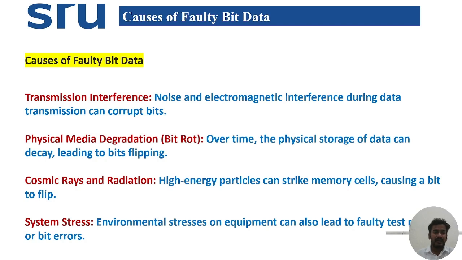well. And cosmic rays and radiation. High energy particles can strike the memory cells, causing a bit to flip. And system stresses. Environmental stresses on equipment can also lead to faulty results or bit errors. So, these are the four causes of faulty bit data.